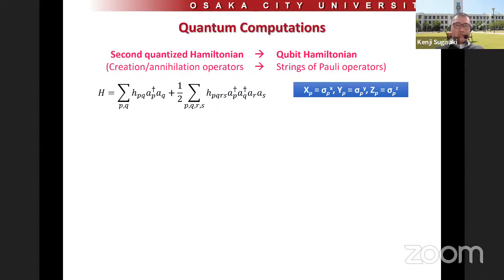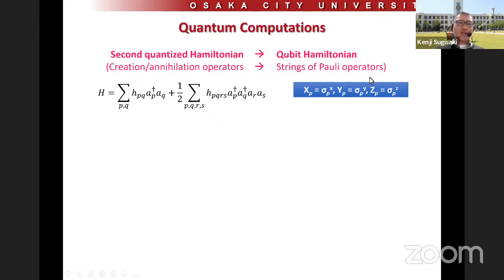In order to perform the quantum chemical calculation on quantum computers, we have to map the Hamiltonian to the qubit Hamiltonian as well. So we have to transform the quantum Hamiltonian shown here, which is described by creation and annihilation operators. This should be mapped onto the qubit Hamiltonian, which consists of strings of Pauli operators.